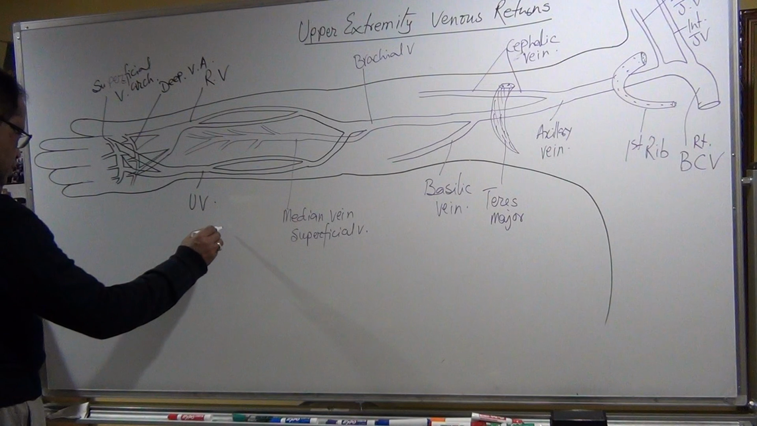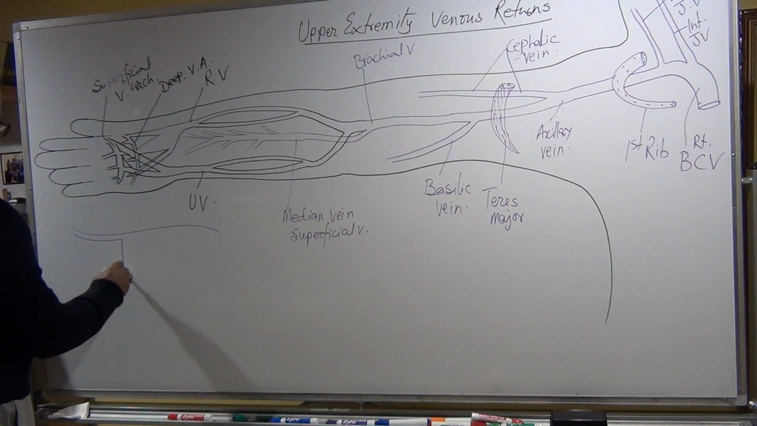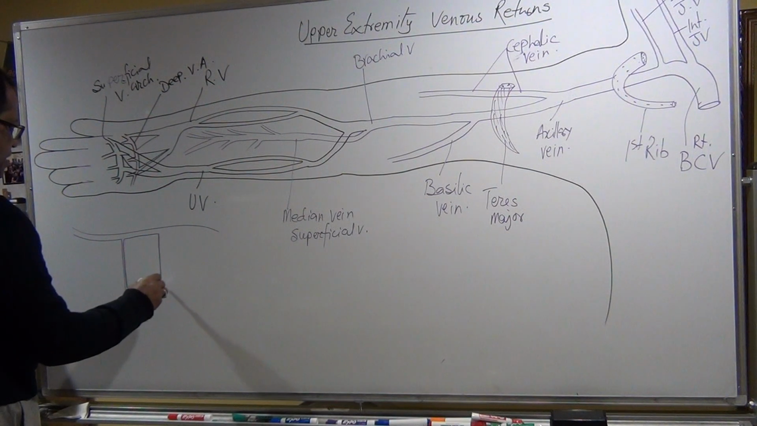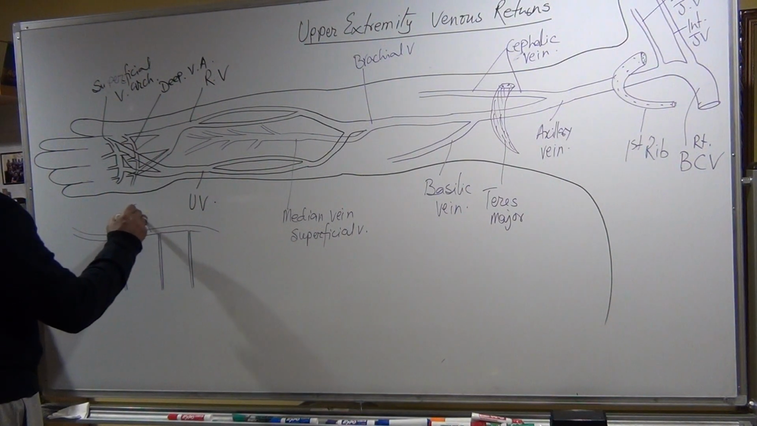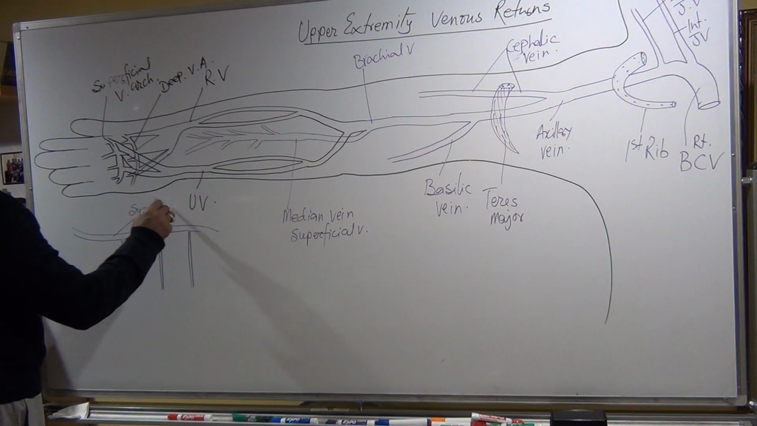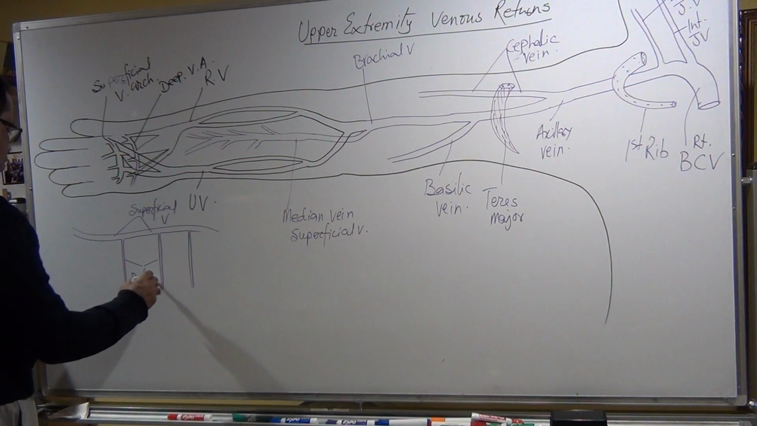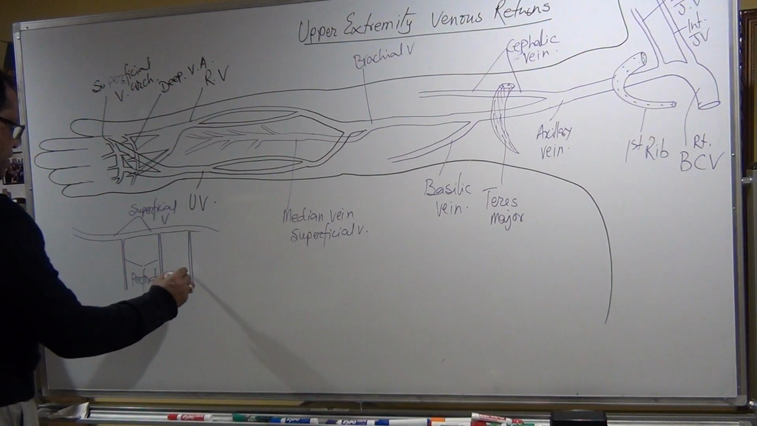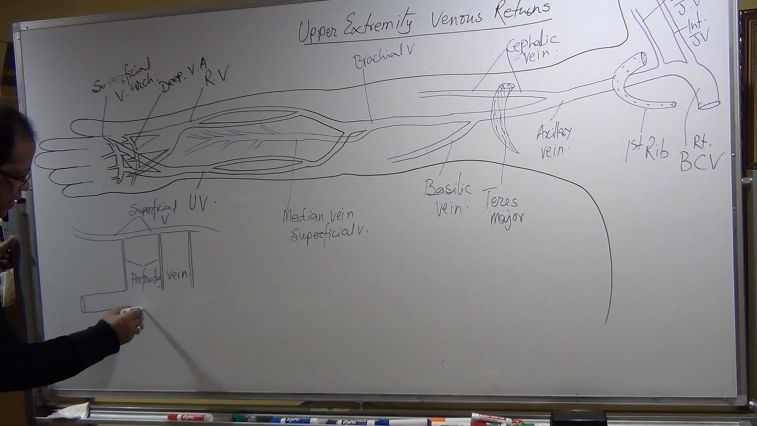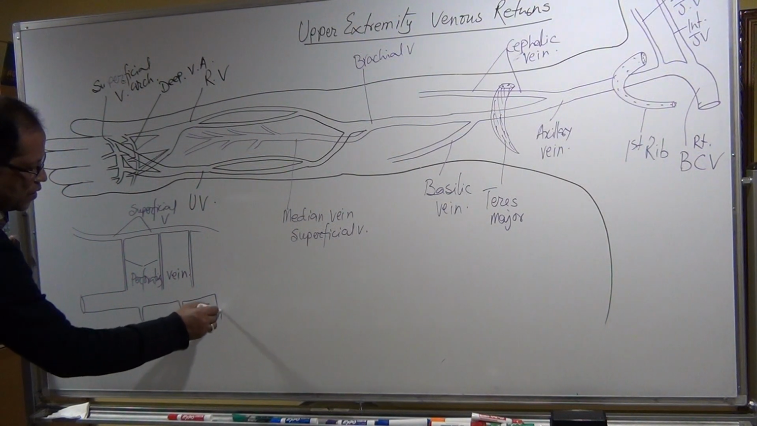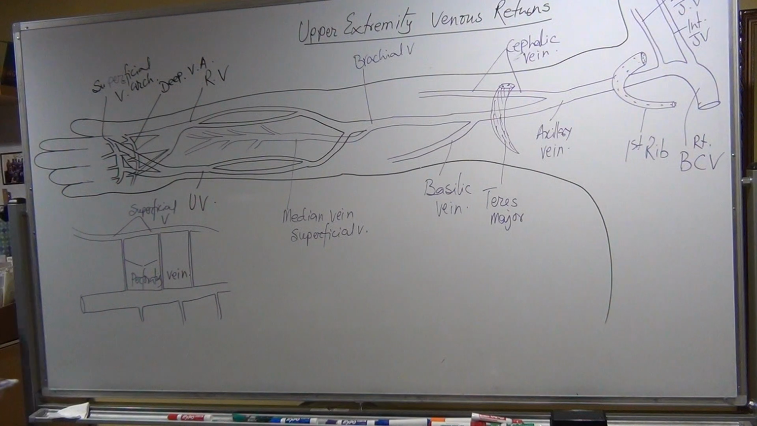Okay, so now if I show you the superficial vein, so this is superficial vein and this is perforating vein. These are superficial veins, these are perforating veins, and the perforating vein joins with the deeper vein.